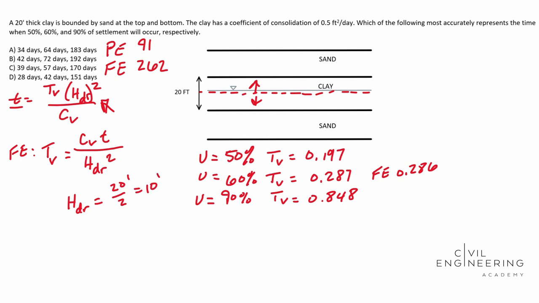Hopefully that makes sense. You'll hear it called two-way drain, double drained, single drained. If it's single drained, you just use that 20 feet. But since it's double drained, we use half of that because water could go up or it could go down. That's the maximum height that water could travel. So we found our Hdr. We have our Cv. Let's go ahead and solve.